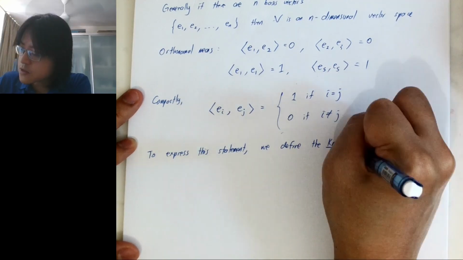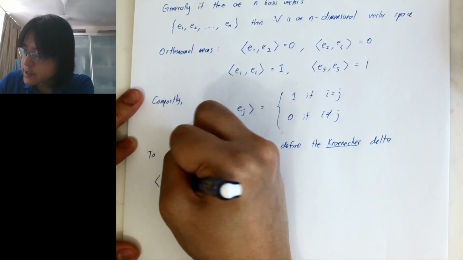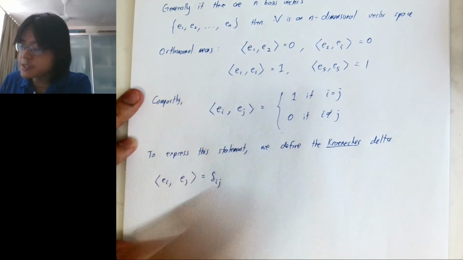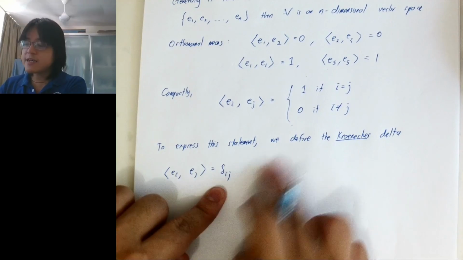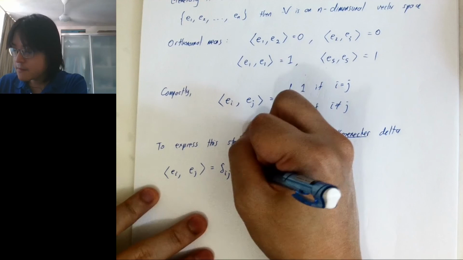Okay, it's called a Kronecker delta. It's just delta ij, so we write ei dot ej equals delta ij. What is delta ij? It's just a short form way to say this.